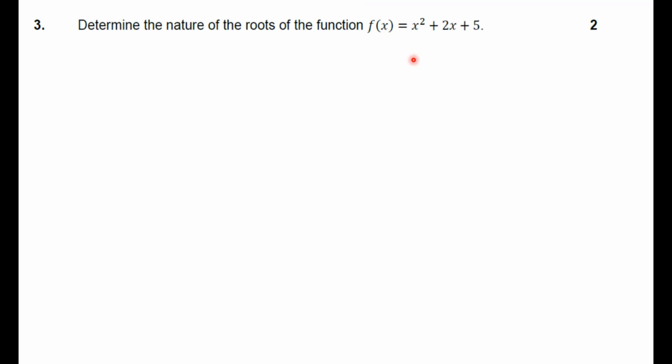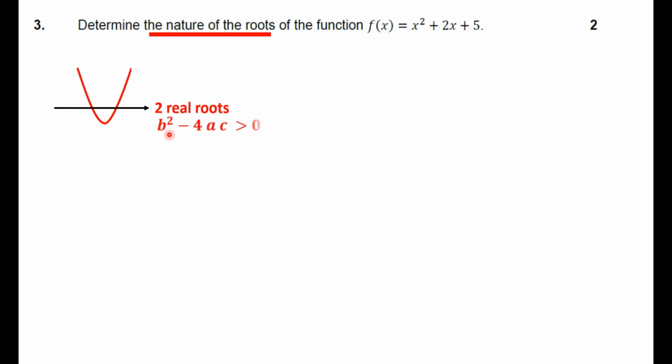Determine the nature of the roots of this function. It's a quadratic function, so what does nature of the roots mean? I'll explain it here. There is an x-axis. This quadratic looks like that. If it comes down under the x-axis, it will have 2 roots. One of them here, one of them here. And that happens when b squared minus 4ac in the quadratic formula is bigger than 0.